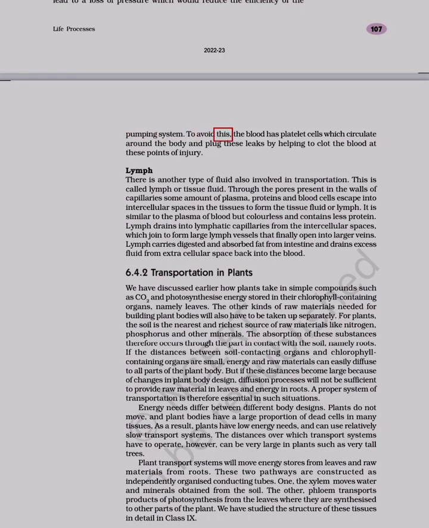To avoid this, the blood has platelet cells which circulate around the body and plug these leaks by helping to clot the blood at these points of injury.